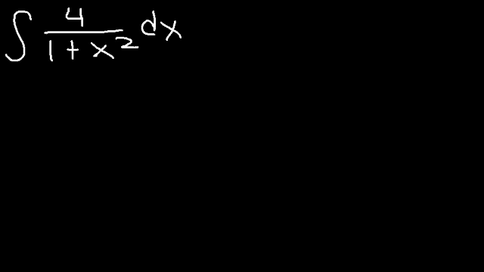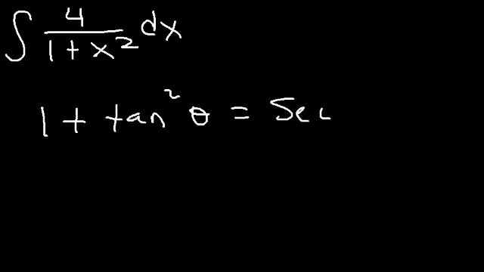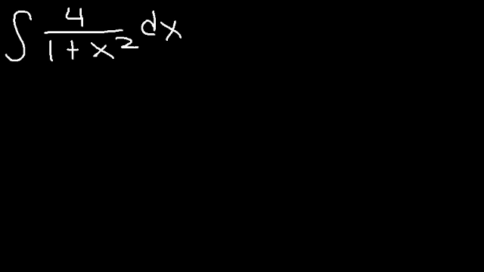Let's try this problem. What is the antiderivative of 4 divided by 1 plus x squared dx? Now in this problem, we can't really use substitution, and we can't use integration by parts. So what can we do here? Now another technique that you can use is trigonometric substitution. It helps to know that 1 plus tangent squared is equal to secant squared. So notice the expression 1 plus x squared. That is an indication that we should make x equal to tangent theta.